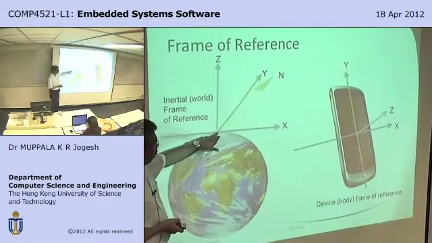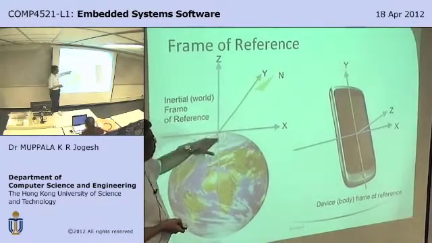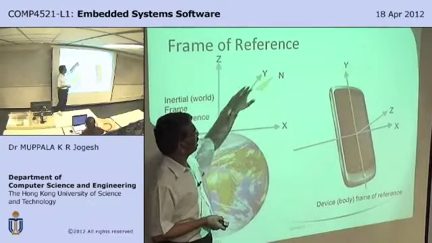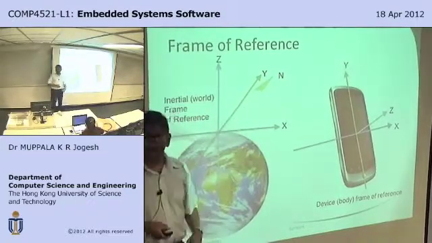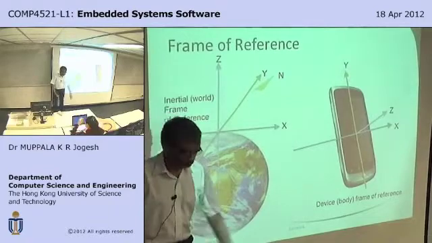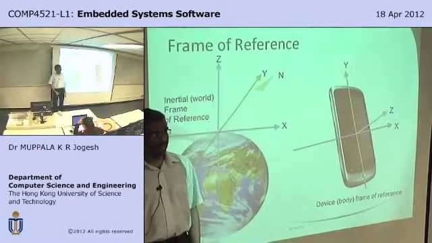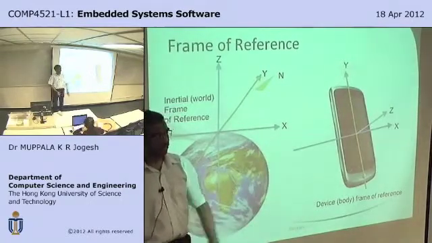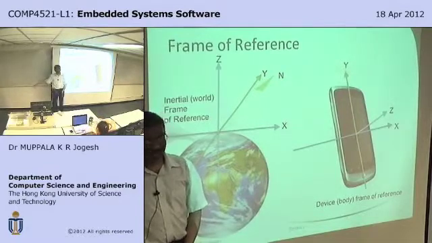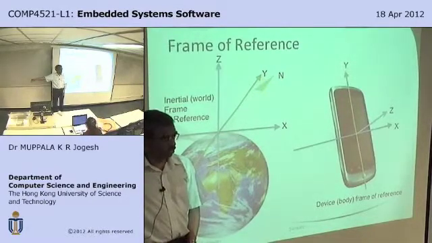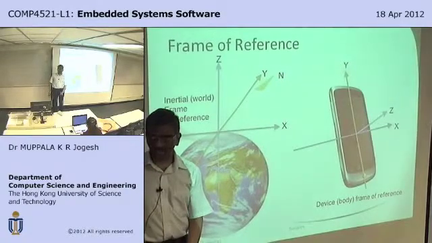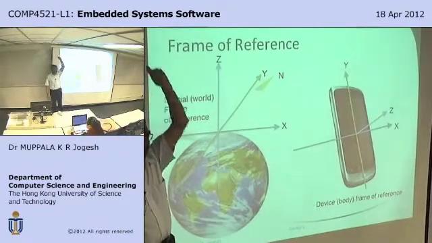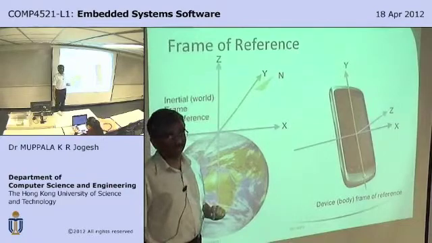So typically at any point on the surface of the Earth, you always look at x and y axes. The x and y axes could be considered as being parallel to the ground. The y axis pointing towards the north in one direction. If the y axis is pointing towards the north, what will be the x axis pointing towards? Towards the east. And the z axis will be in the vertical direction.